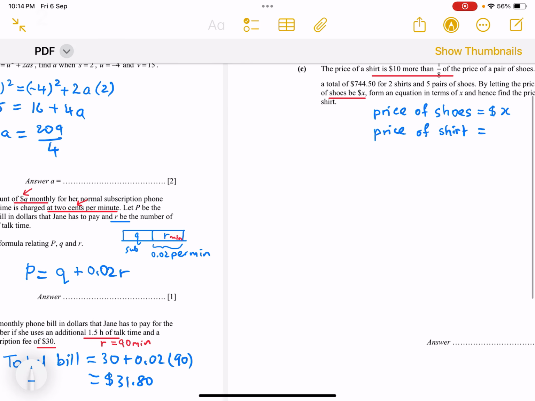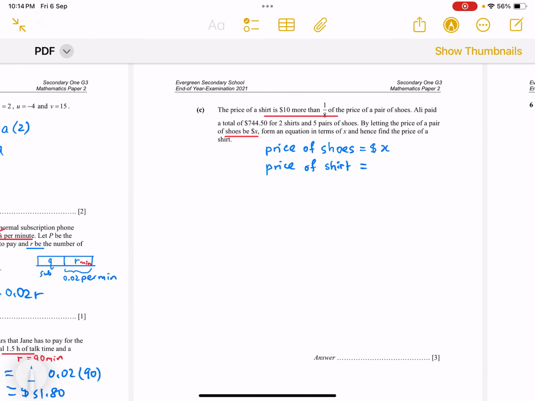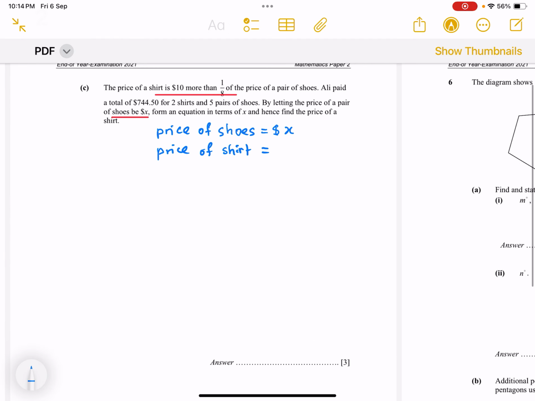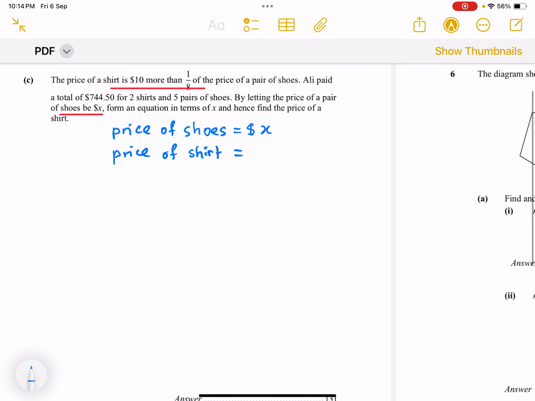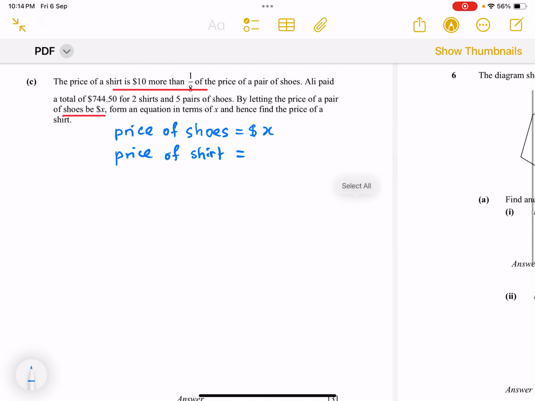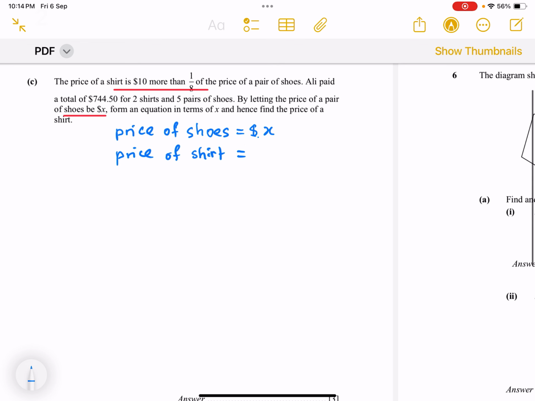Okay, now move on to the next sum. This is on selling price and cost price. The price of shoes is X, and they say that the price of a shirt is 1/8 that of a pair of shoes plus $10. That is the price of the shirt.